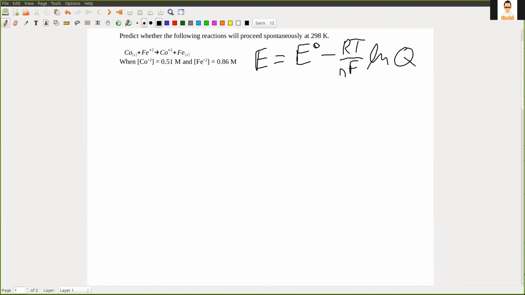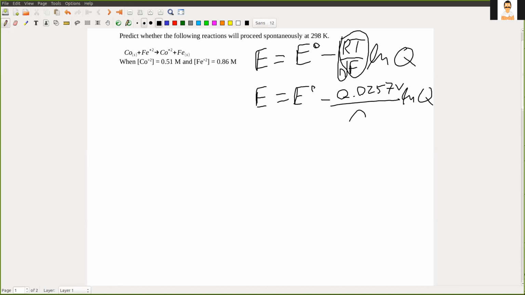298 K is standard temperature, so as long as we have it at standard temperature, we can make a couple of simplifications to the Nernst equation. At 298 K, RT and F are constant, and that constant is 0.0257 volts over however many moles of electrons, times the natural log of Q. So that's our simplified Nernst equation for this purpose.